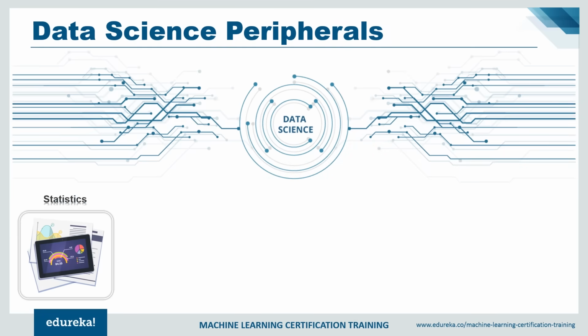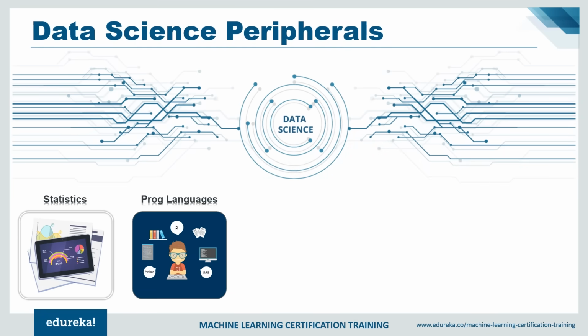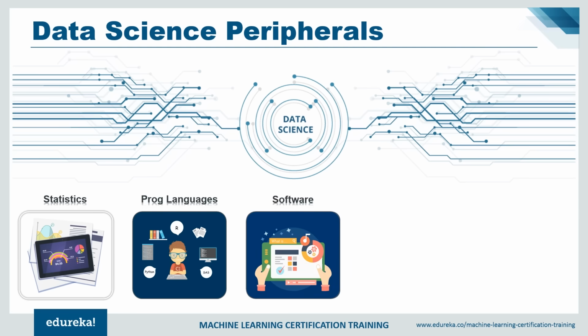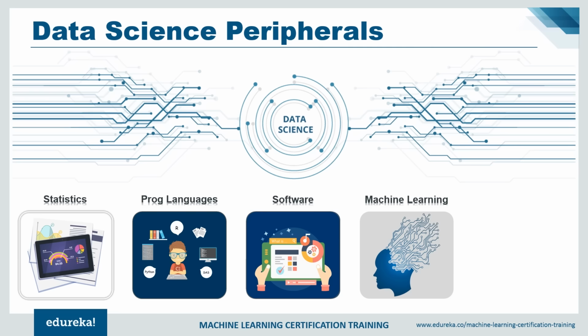Now, if you have a look at the peripherals of data science, we have statistics, we have different programming languages like R and Python. Then we have software, in which we bundle up our whole model and present the findings to the customer or wherever it is required. Then we have machine learning, which is the main topic of our session today. And finally, we have big data. So let's focus on machine learning today and understand what exactly is machine learning.